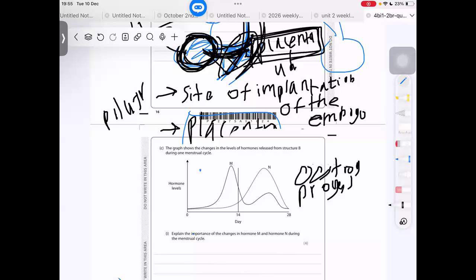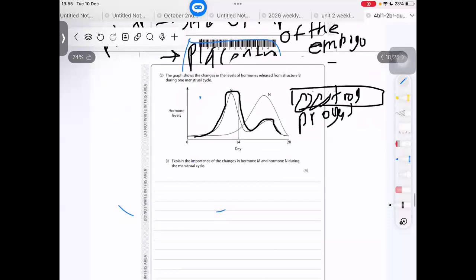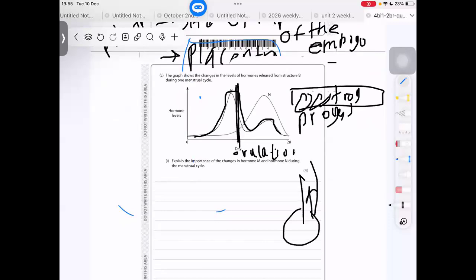So actually, the hormone which has two peaks like this, that hormone is estrogen. The reason is that the 14th day is the day of ovulation, right? Ovulation means the egg is being released into the fallopian tube on that particular day, right?